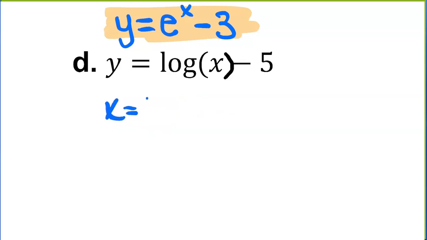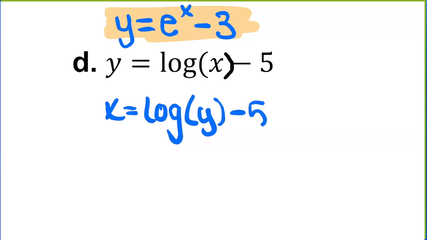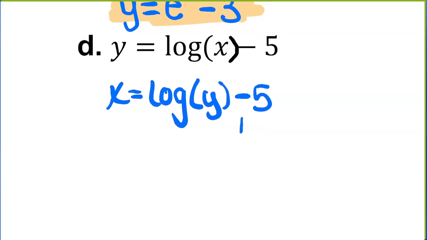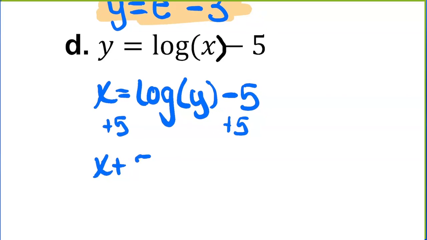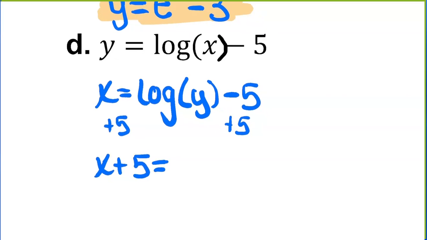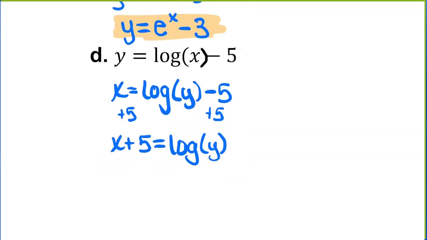So again, we're switching x and y. So we have x equals, you can start writing, log of y minus 5. Before I raise both sides to the 10, I need to add 5 to both sides. So we have x plus 5 equals the log of y. Now I'm going to raise both sides where 10 is the base. So I have 10 to the x plus 5 equals 10 to the log of y.